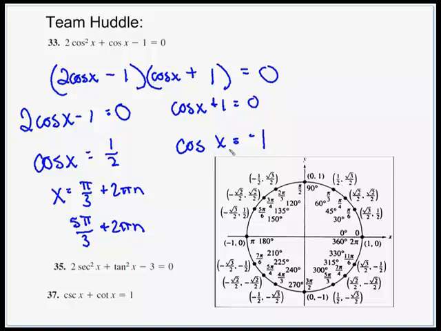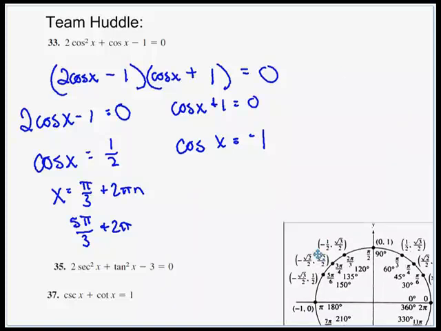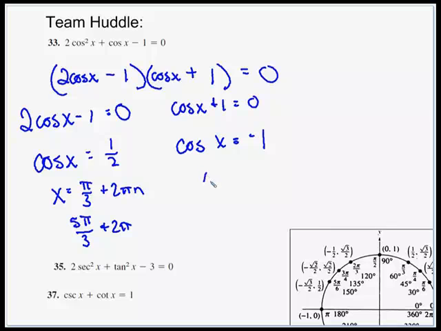Now, where does cosine of x equal -1? That's only one spot right here at pi radians. So here our answer is x equals pi radians plus 2 pi n.